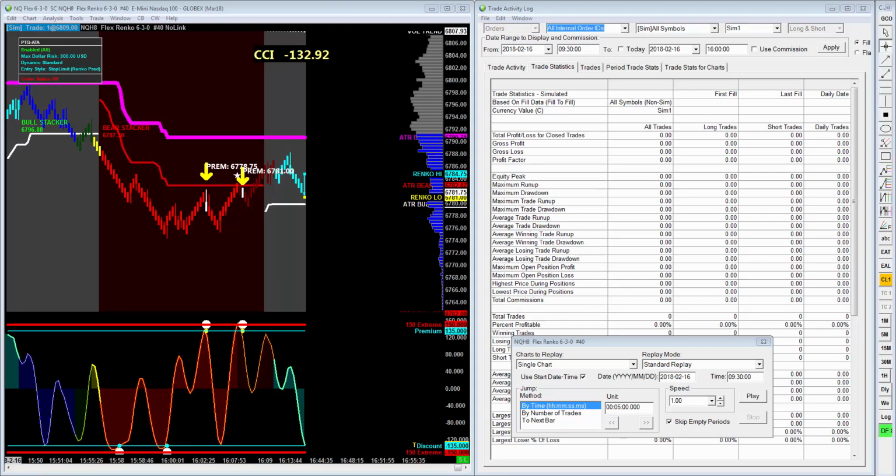Okay, so what you should be seeing here on the left hand side is our chart in question. It'll be the NQ Flex Renko, and on the right hand side we're going to take a look at the actual trade activity log for February 16th, 2018, and the trade time will be in the equity session only, from 9:30 Eastern Time through 4 p.m. Eastern Time on Friday, February 16th. So this is going to be in replay mode. I've already set it up to begin at 9:30.